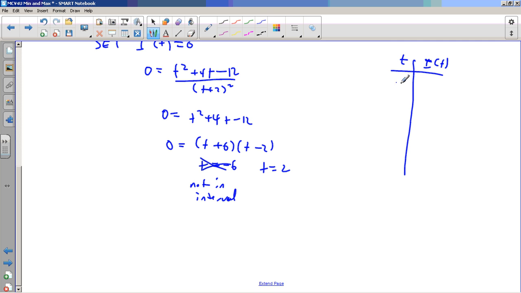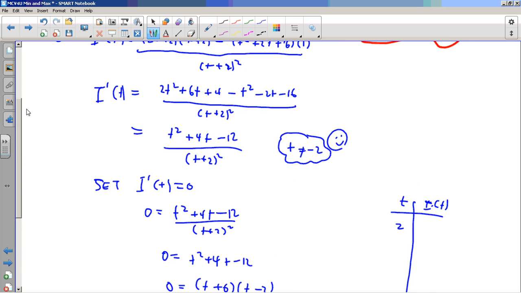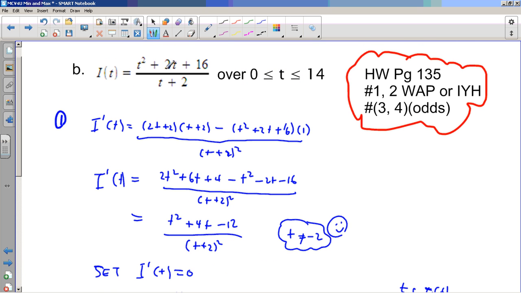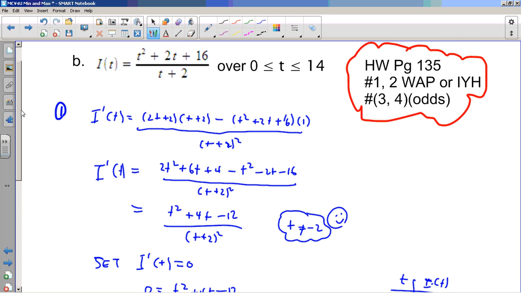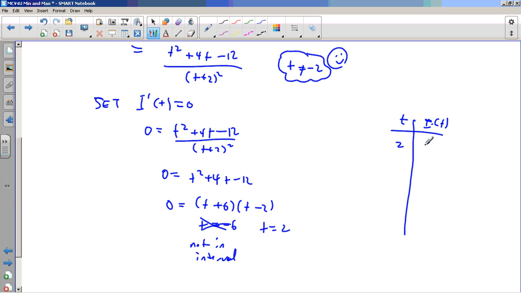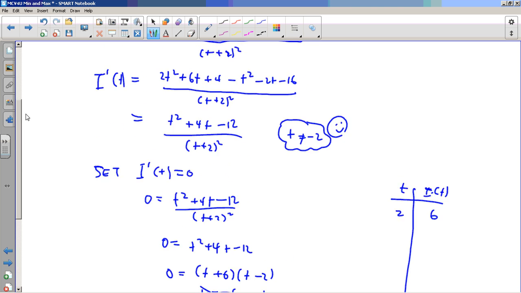So t equals 2. And notice this is a common calculus student mistake: the minimum or maximum is of the original function. So I got to put this back in the original function back up here. That's always a little bit of work, but you jam that into the original function, and I think you get 6. And just use your calculator to do that. And so that's the first thing.